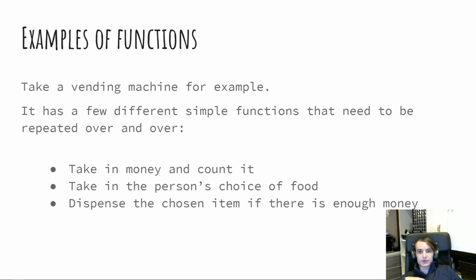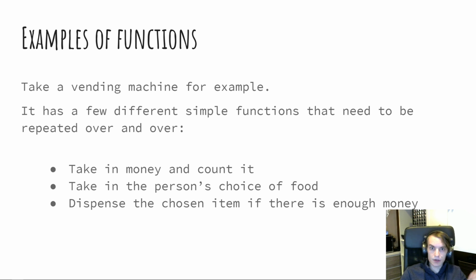So one example that we have, this is a somewhat subtle example on why it's wrong, but it mostly gets the idea across. If you take a vending machine, it pretty much needs to do just a few things. It needs to wait for somebody to put in money, and then once somebody's put in money, it needs to take in their choice for food, and once they've put in money and they've put in their choice, then it needs to dispense the chosen item if they've put in enough money.